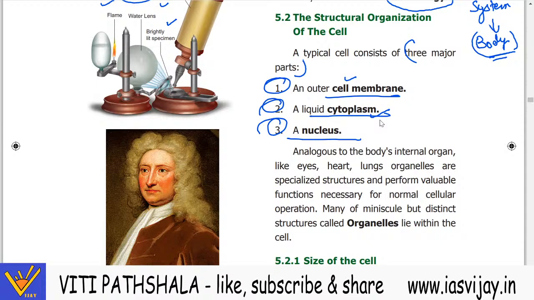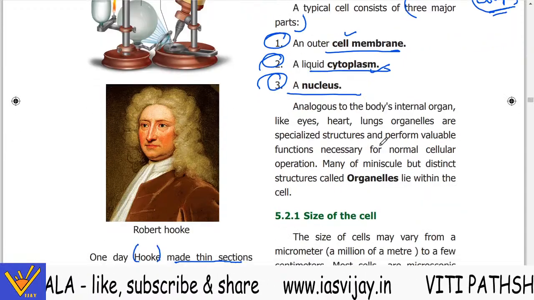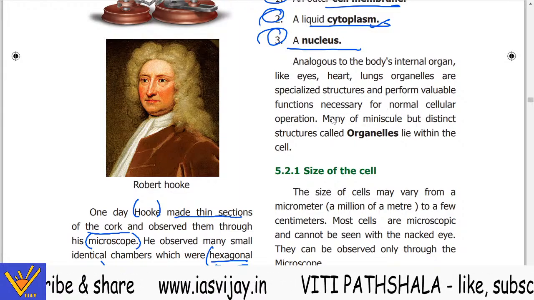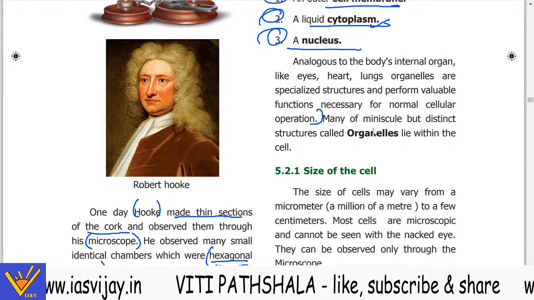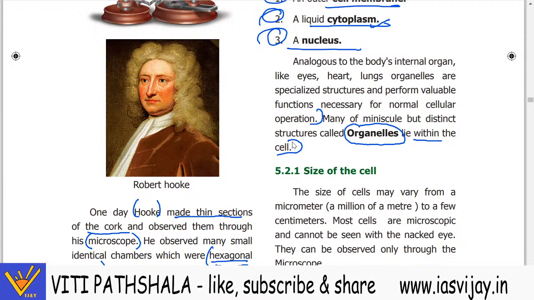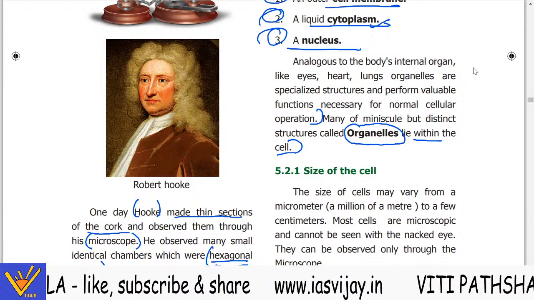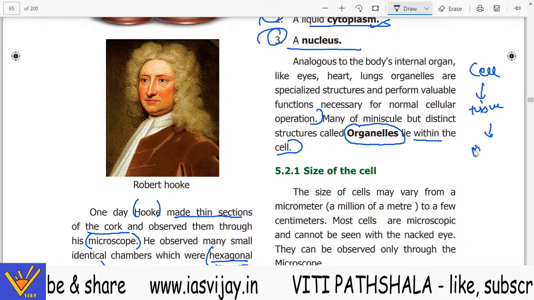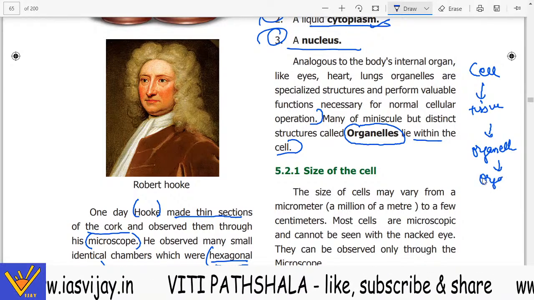Now, analogous to the body's internal organs like eyes, heart, lungs, there are organelles, specialized structures that perform a valuable function necessary for normal cellular operation. Many of these minuscule but distinct structures are known as organelles. They lie within the cell, inside it, and we call them organelles. So after tissue your organelle will come. I have told you cell, then tissue, then I missed the organelle, then organelle comes, and then comes the organ, and then organ system.